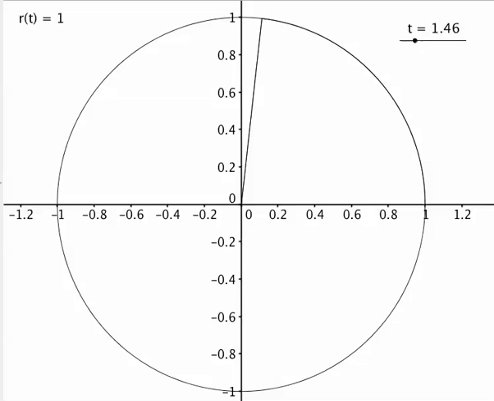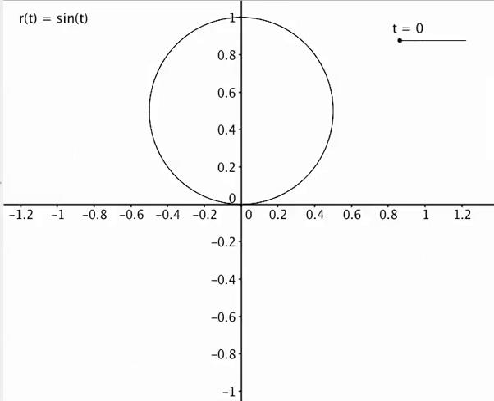So let's try to move on to something a little more interesting. So I'll change this up to sine of t, or sine of theta. You can see that it switched to a circle of diameter 1 on the positive y-axis. And now let's watch what happens.